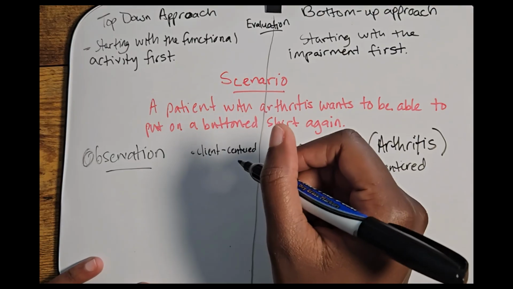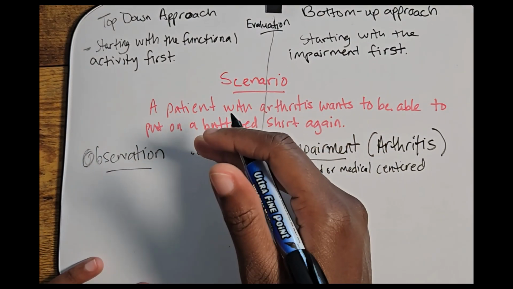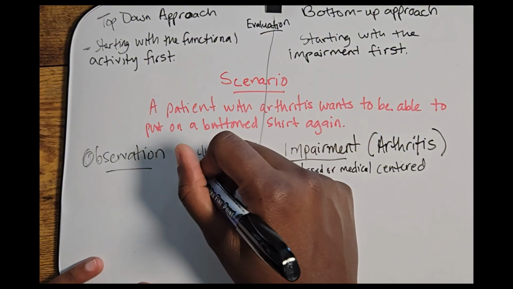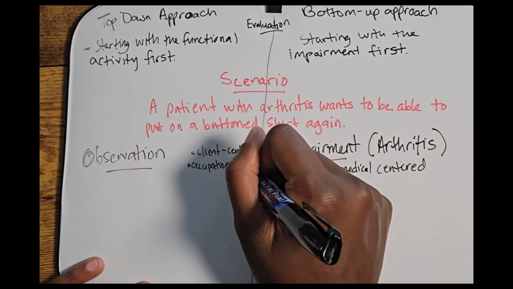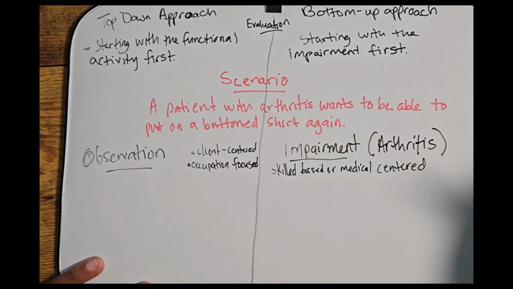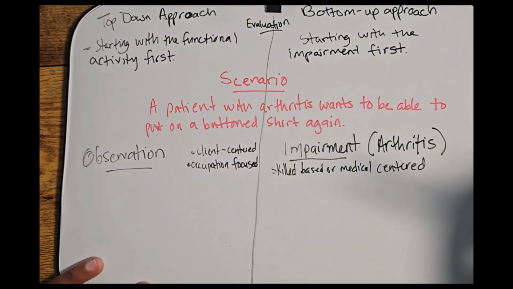So again, the top down is we're going to do the observation of the functional task first. It's more client centered and occupational. Let's not forget that. Occupation focused. Okay. So that's what those two are. So how is this going to look for our scenario here? We are going to ask the patient to go through the task of putting on and taking off the shirt.